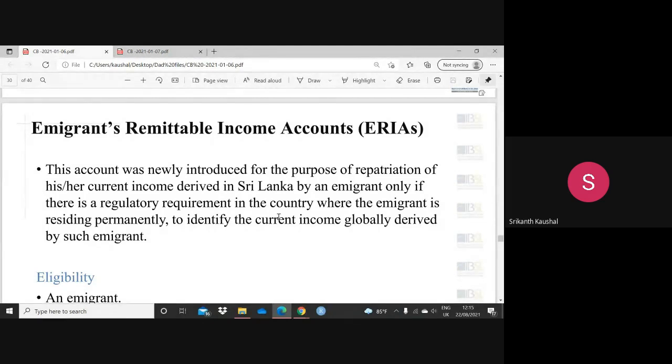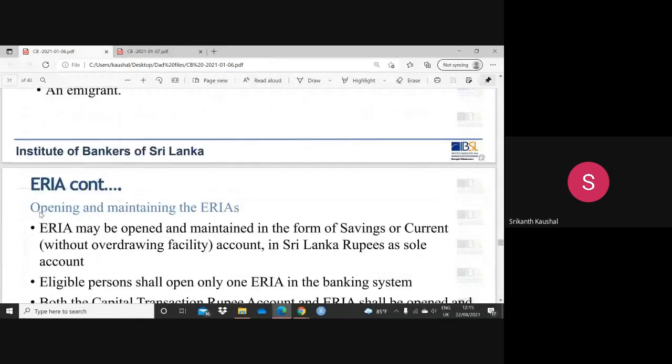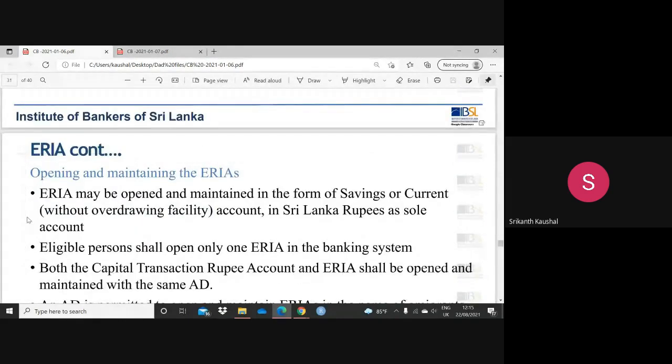ERI is opened. It doesn't mean everybody has to open an ERI. No, ERI need not be opened by anybody unless there is a requirement by the immigrant country's regulation, right? Who can open? Only immigrant. Only immigrant. ERI may be opened and maintained in the form of savings or current, Sri Lanka rupee as a sole account.